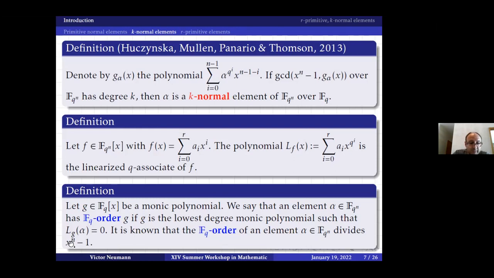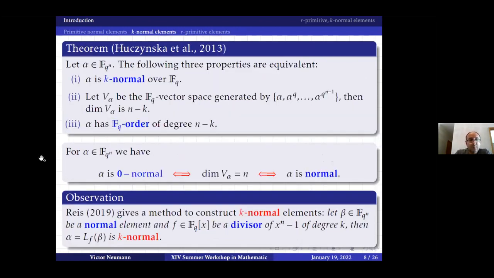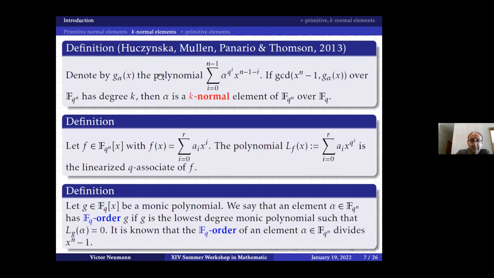So it's for this reason that this element is a multiple of G, or G is a divisor of x to the n minus 1. Well, this is the equivalence for k-normality given by Hyun and others in 2013. We say that alpha is k-normal, which is given by this definition here, from the greatest common divisor of x to the n minus 1 and G alpha.